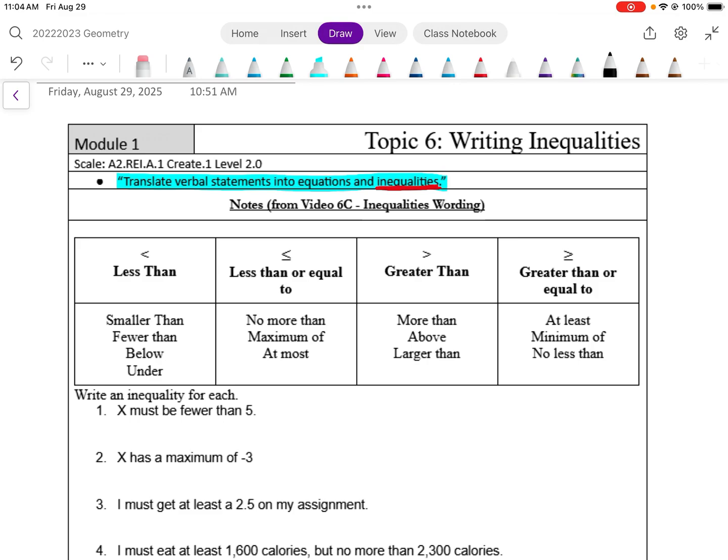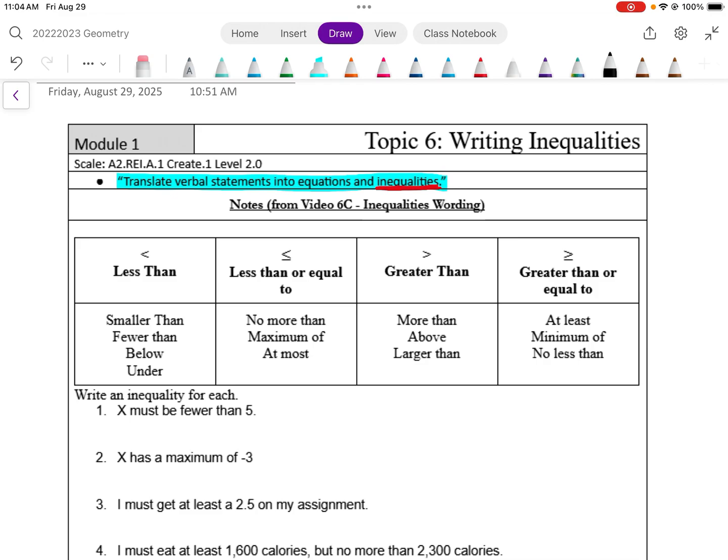Less than or equal to. So that means it has to be less than, but it could also equal that number exactly. So no more than, a maximum of, or at most would all mean we're going to use less than or equal to. Greater than, this is usually pretty easy to pick out.